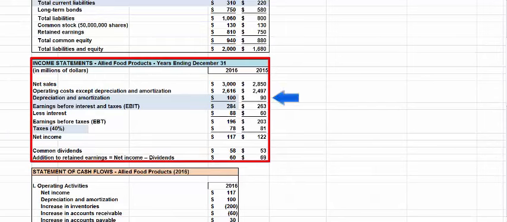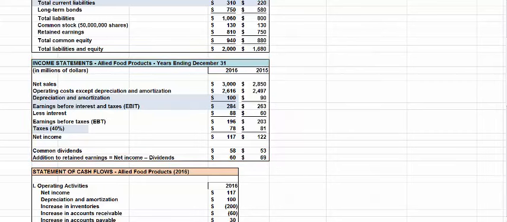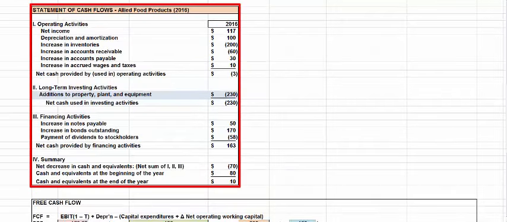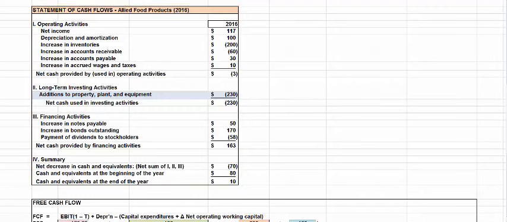Moving to the income statement, we need depreciation and amortization for 2016 only, and EBIT for 2016 only, and the tax rate. Scrolling down further, the statement of cash flows. We can use data from the statement of cash flows as an alternative source for fixed asset investment data, specifically the additions to property, plant, and equipment for 2016.